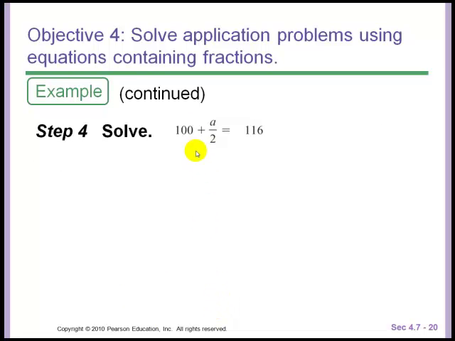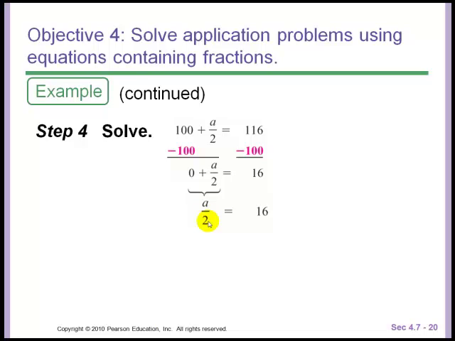To solve this, we will start by subtracting the 100 from both sides, and we will get A over 2 equals 16. To solve this, to get A by itself, we're going to have to undo this divide by 2. There are two ways to think of this. One way is to realize this is A divided by 2, and the thing that undoes a division is a multiplication, so simply multiply both sides by 2.